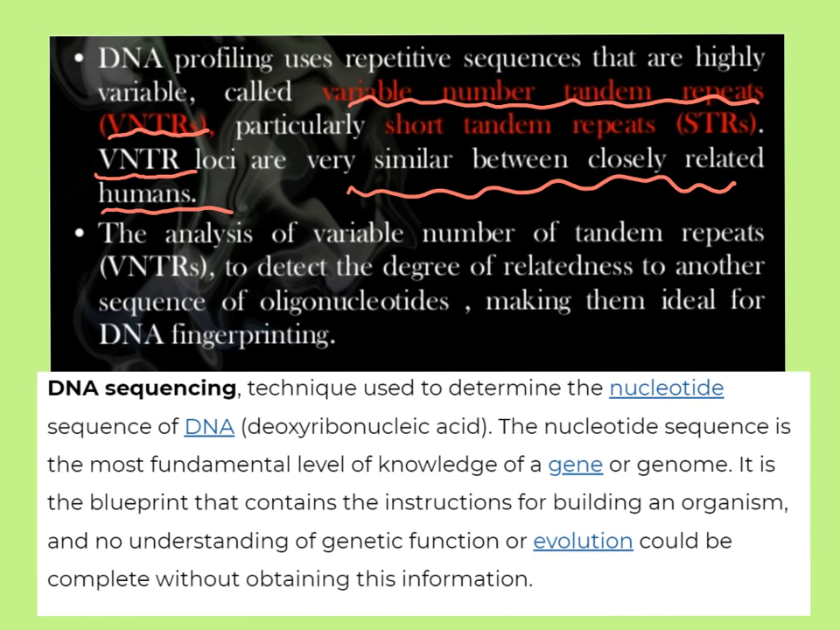The analysis of variable number tandem repeats detects the degree of relatedness to another sequence of oligonucleotides, making them ideal for DNA fingerprinting. We'll explain DNA fingerprinting later on. DNA profiling is a part of DNA fingerprinting. But did you understand what they mean by variable number tandem repeats? No. I will show you.